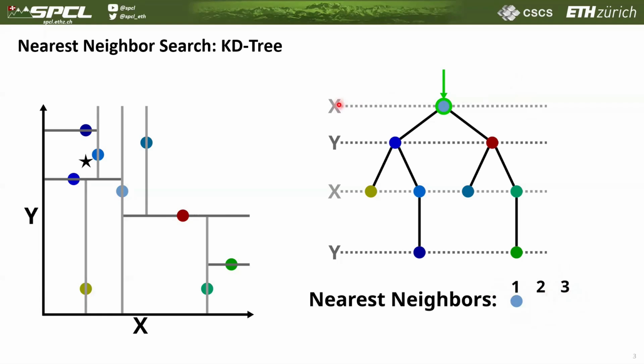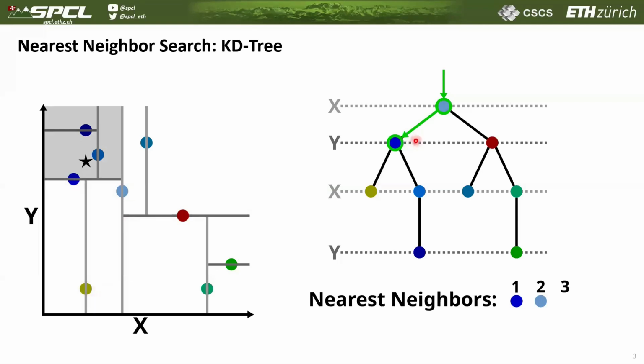So now we look whether our query vector, denoted by the star, is to the left or to the right of the line that corresponds to our current position in the tree. So currently we are in this blue vertex. We have this line here that corresponds to the blue vertex, and here we are on the left. So this means we go to the left in our tree.